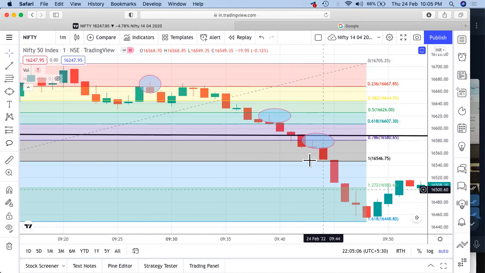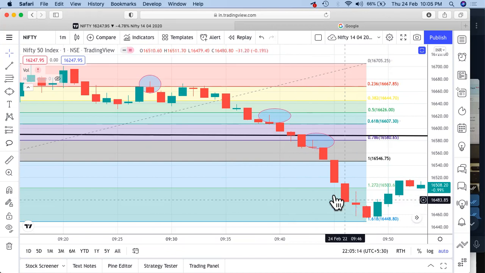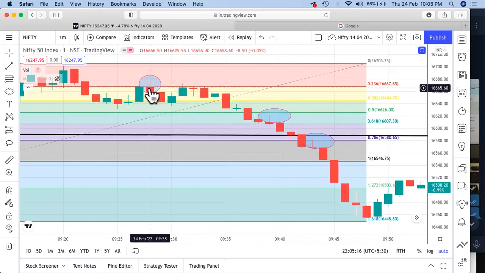Whatever money I'm getting after this, what would be the stop loss for this first position at 0.236? Because I took it for 600, I knew that even if it goes back up by 30 points, my stop loss would not be more than say 1,000 rupees or 1,500 rupees.